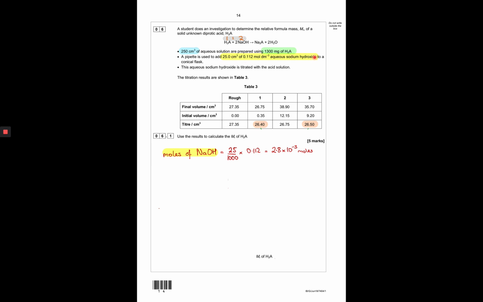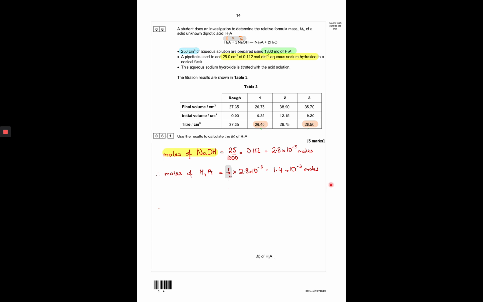First thing first, though, is straight away they've given us a volume and a concentration of aqueous sodium hydroxide, so we should work out the moles. So we have straight away worked out that we have used 2.8 times 10 to the minus 3 moles of sodium hydroxide, and we have a molar ratio. So we know, therefore, how many moles of the acid must have been present. It was half as many moles as the sodium hydroxide. And we know those moles of sodium hydroxide were in the burette, so they refer to the volume that we added to our 25 centimeters cubed of sodium hydroxide.